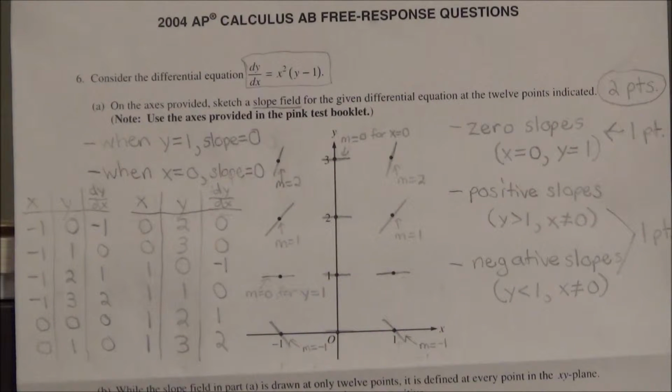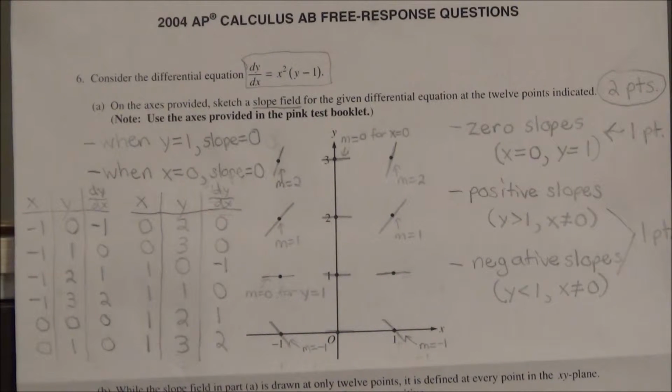In order to get the full 2 points, for 1 point, you need horizontal slopes when x is equal to 0 and when y is equal to 1. The other point came from having positive slopes when y is greater than 1 and x is not equal to 0, as well as having negative slopes when y is less than 1 and x is not equal to 0, for a total of 2 points.